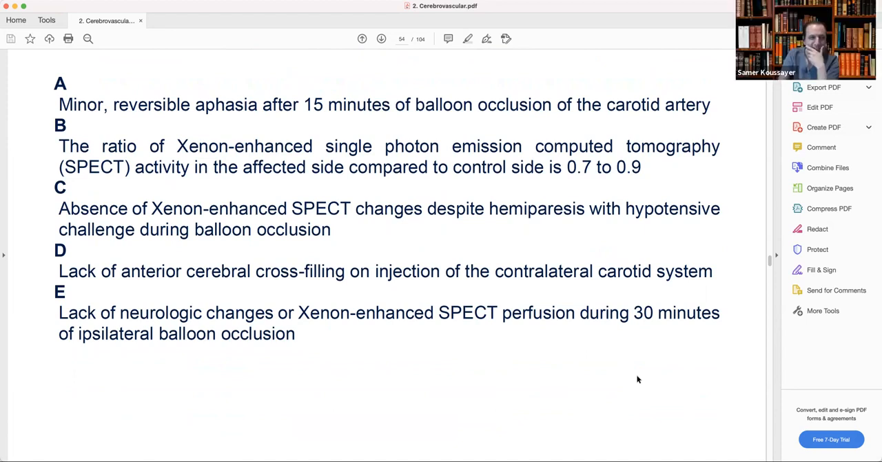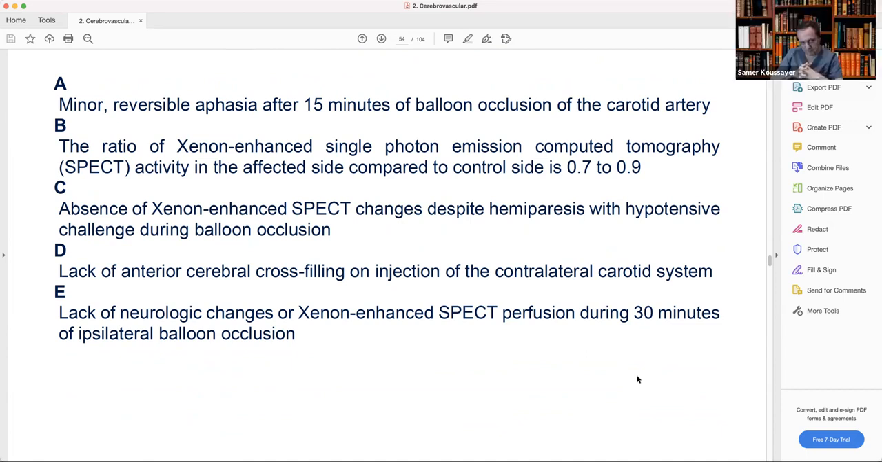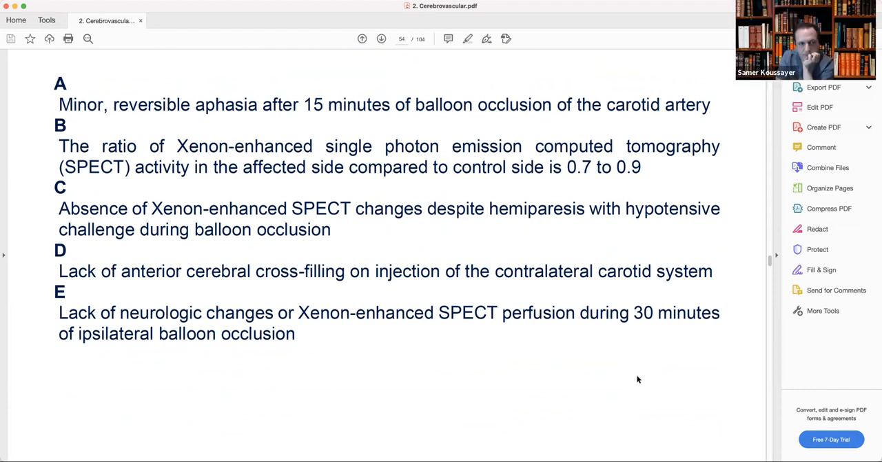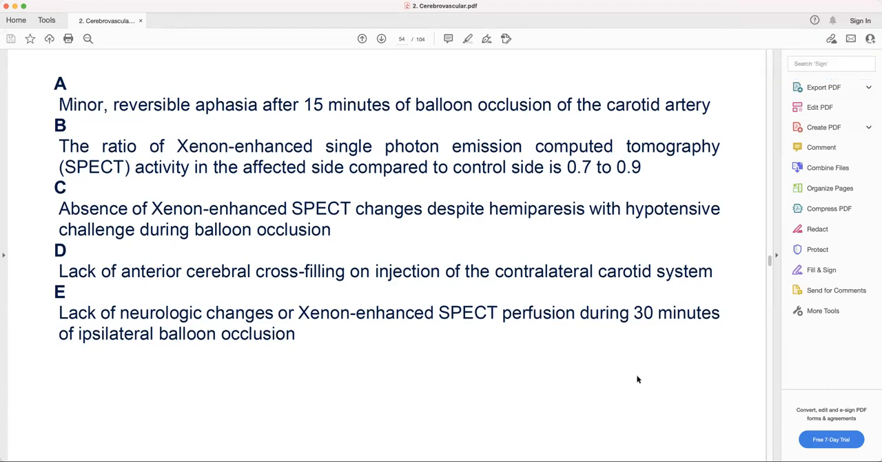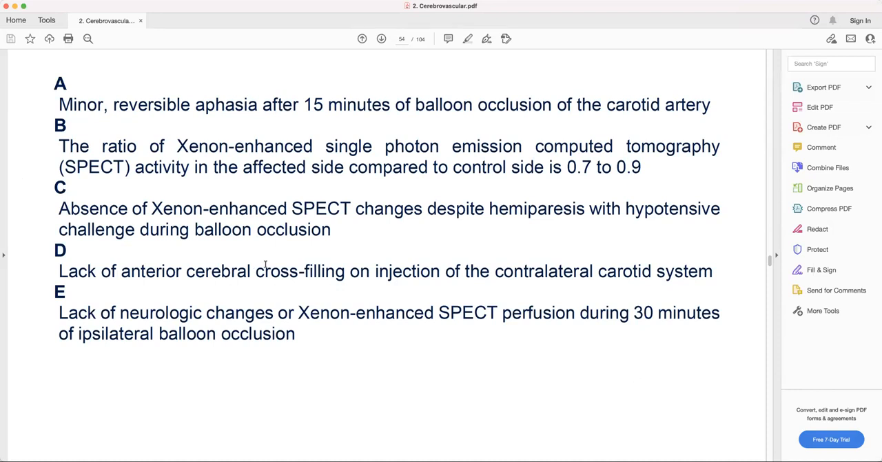So the lack of neurological changes or xenon enhanced SPECT perfusion changes during 30 minutes of ipsilateral balloon occlusion. Yes, so this is correct. If there are no neurological changes after 30 minutes, or the xenon enhanced SPECT perfusion test was negative, you don't have to do both, one of them is enough. It is nice, you know.